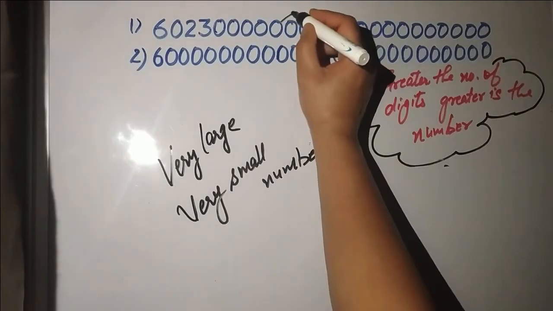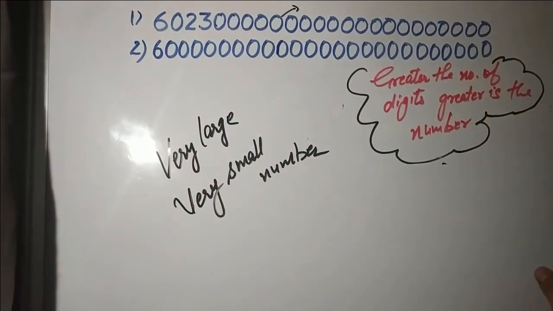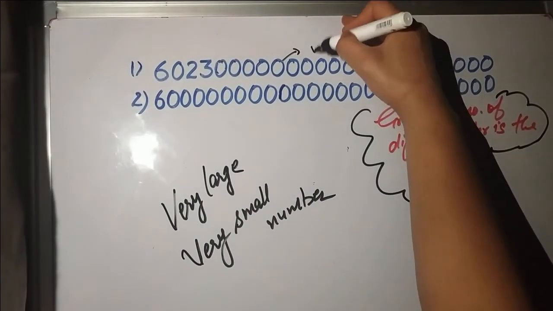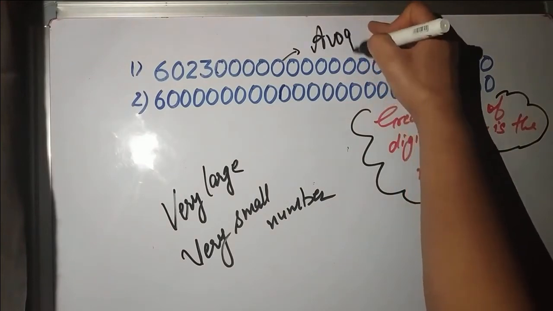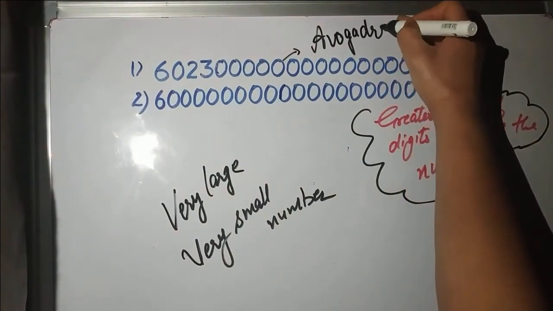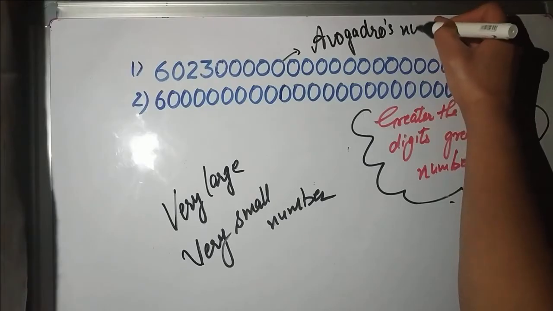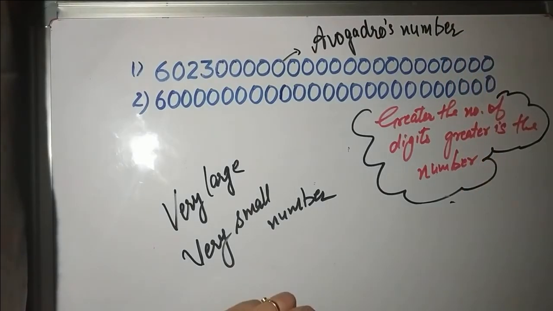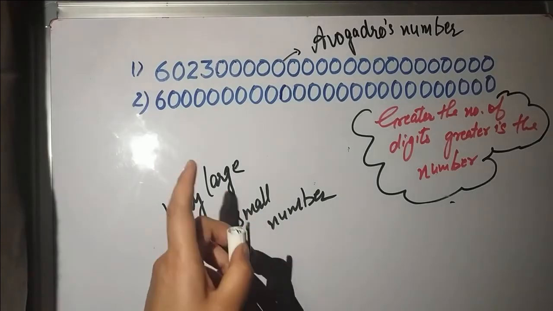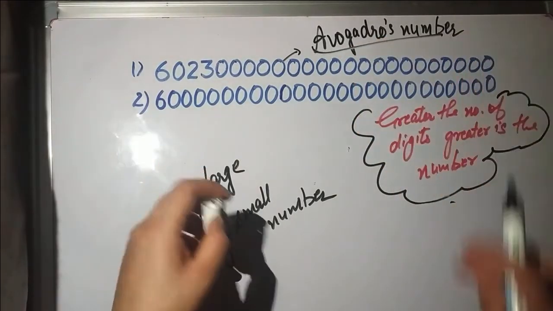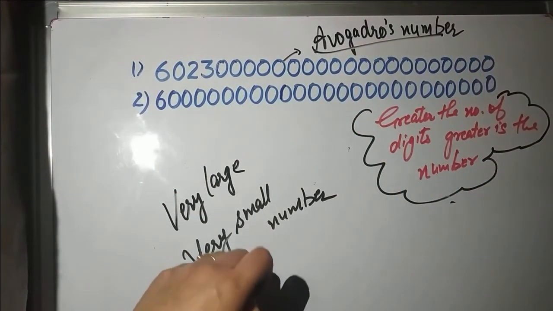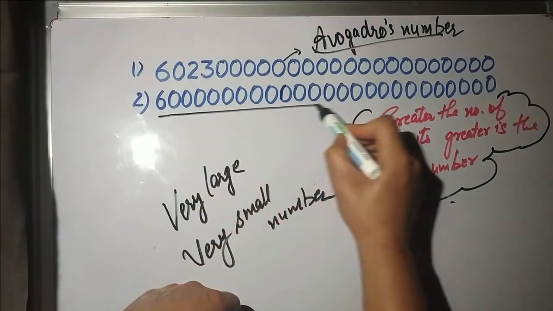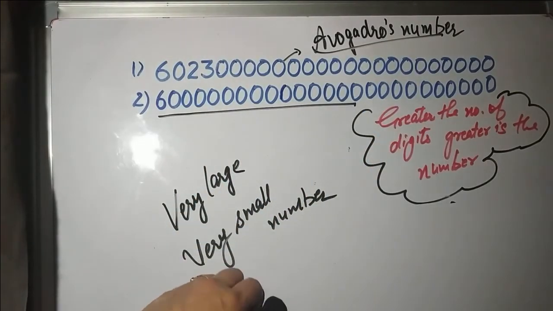This is not an arbitrary number. This number is known as Avogadro's number. You'll be learning it in chemistry. Okay. So in chemistry you'll encounter this number. And this is not an arbitrary number.